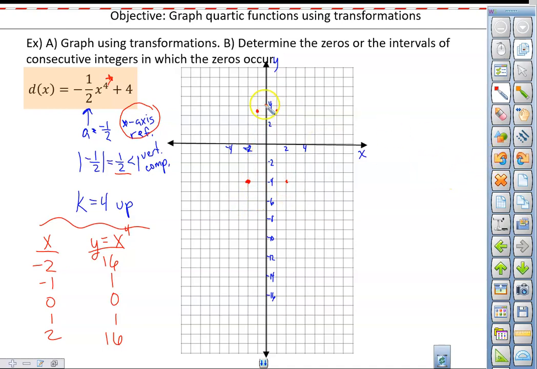That's not the best curve. Let's start here. It might be a little easier. There we go. Oops, I don't like that one.